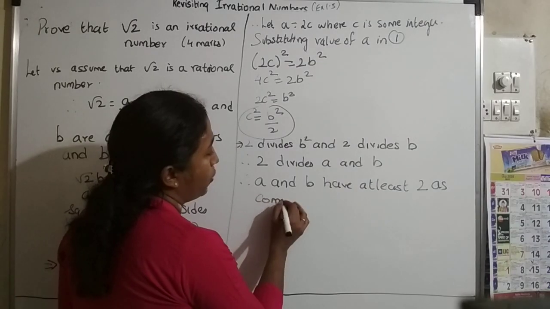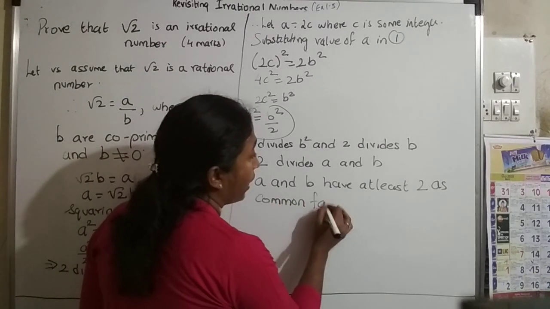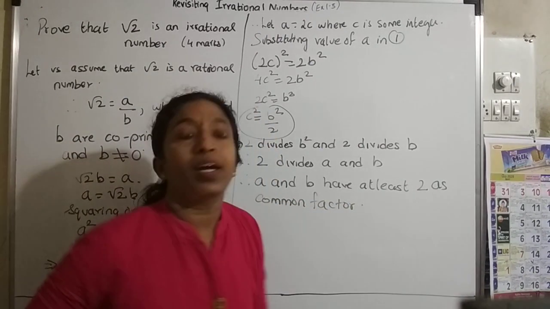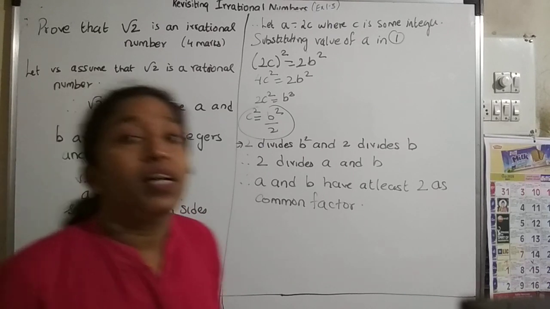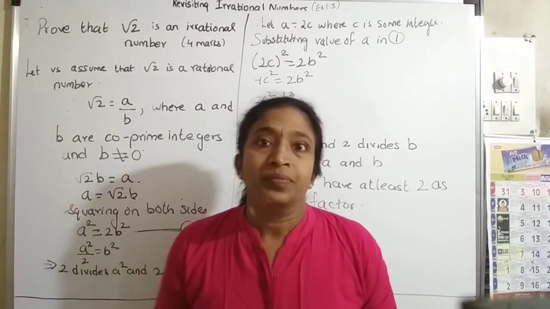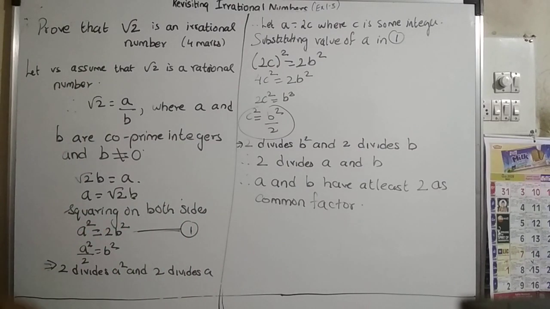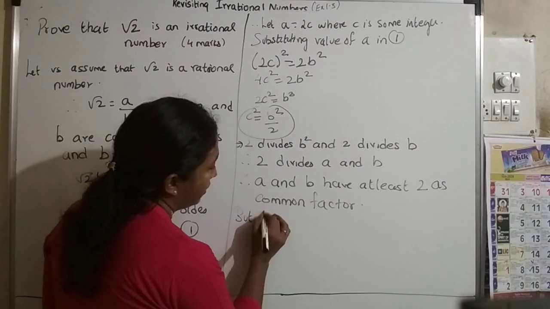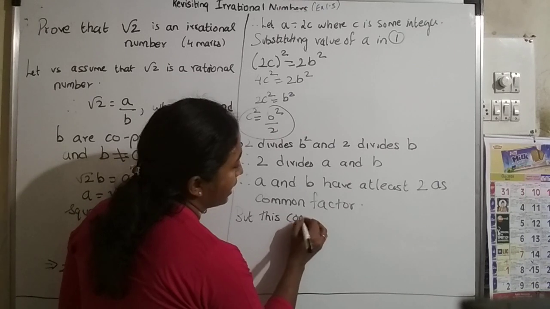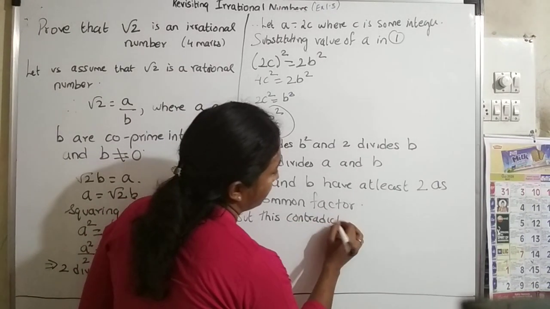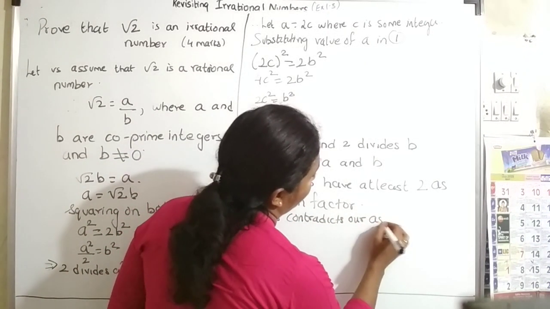So initially they were co-prime integers, but they have a common factor. They have at least 2 as a common factor. Therefore, our assumption is wrong. So this contradicts that they are co-prime integers. This contradicts our assumption, sorry, not given, our assumption.